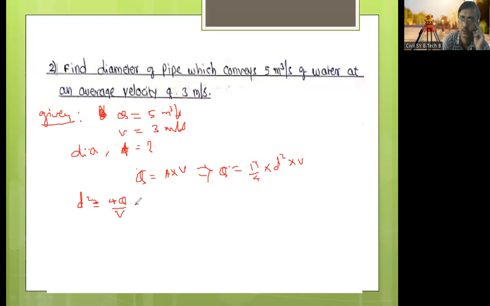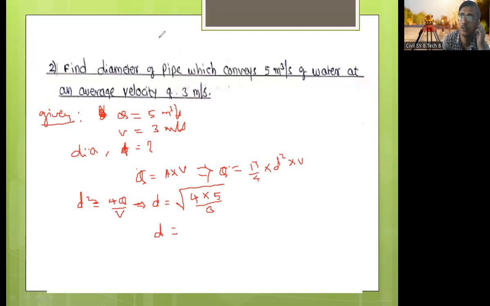So here, yes, someone has put the answer. D is equal to the square root of, I can solve it like this also, 4 into 5 divided by pi into 3. Get the answer. D is equal to how much meter? 3 students have got the answer.